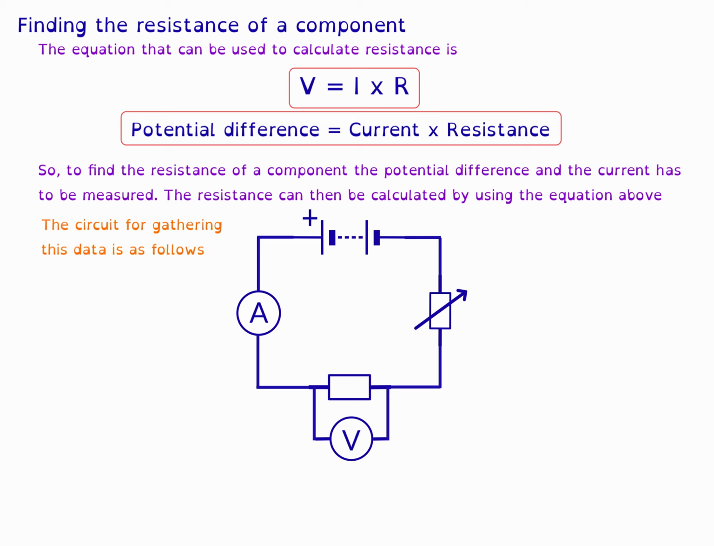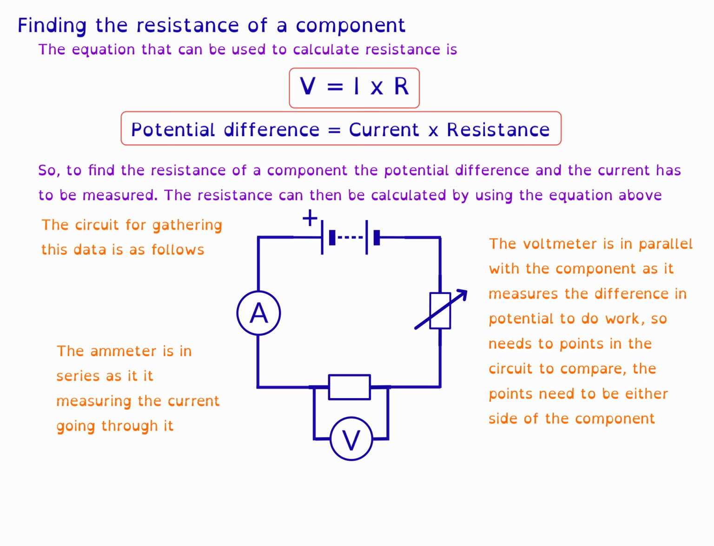This is the circuit for gathering this data. The ammeter is in series, it measures the current going through the component. The voltmeter is in parallel with the component as it measures the difference in potential to do work, so needs 2 points to compare. You also need a variable resistor in the circuit to vary these readings so you can get multiple readings in an investigation.